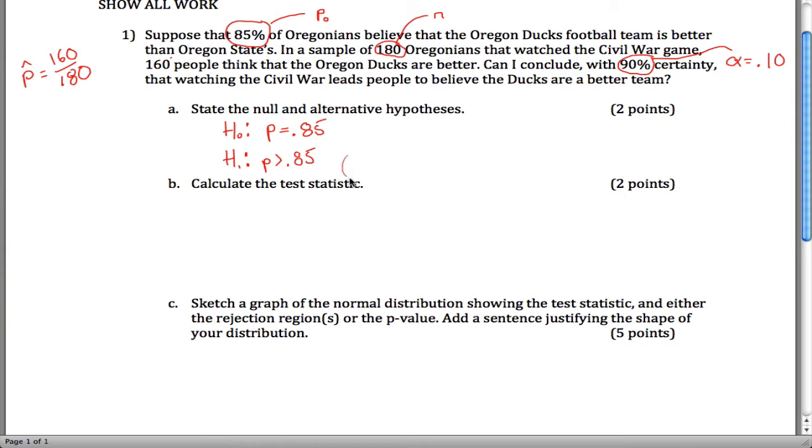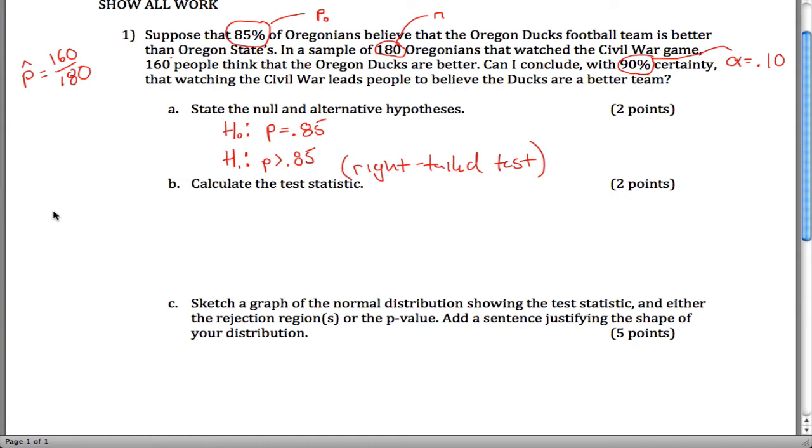And then if you want, down here you can point out that your claim is a one-tailed test. In this case, since it's greater than, we have a right-tailed test. Something like that.